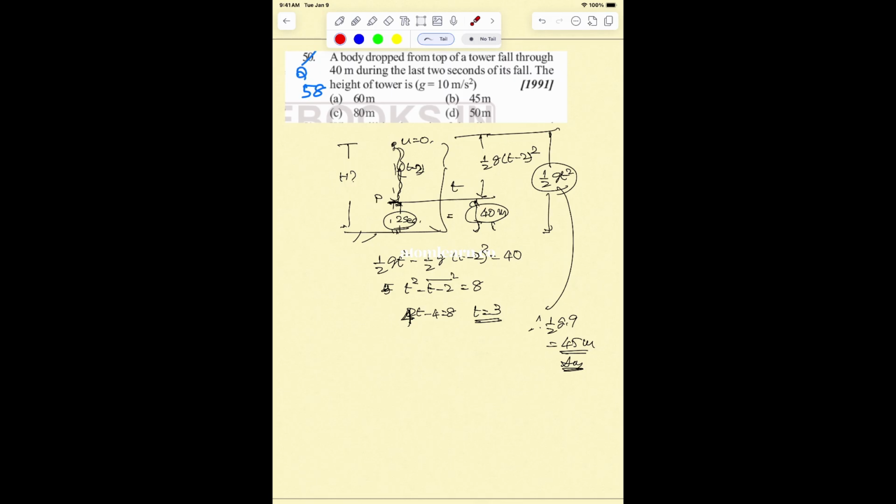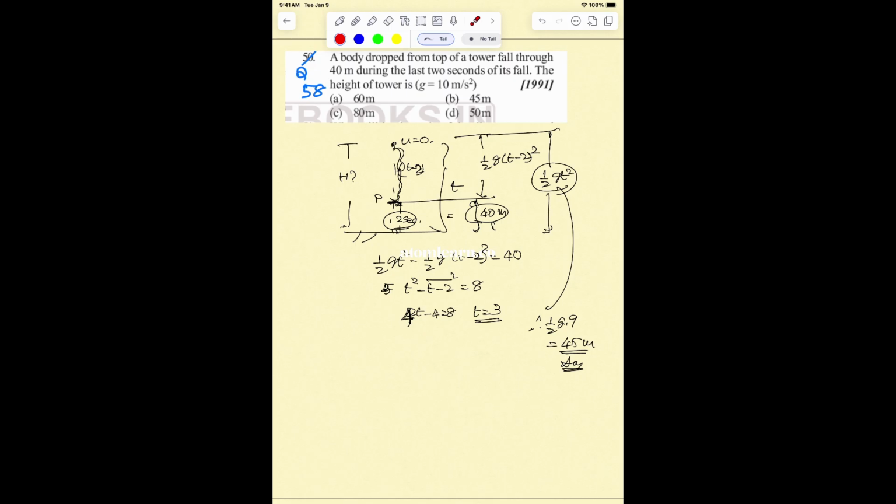You know average velocity is s by t. Therefore, 40 meters covered in 2 seconds, so the average velocity is 20 meters per second. Therefore, during the last 2 seconds, the average velocity is 20 meters per second. That means from the top it has taken some time to reach this average velocity.